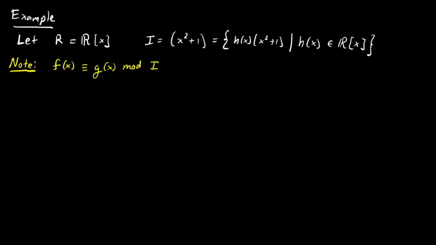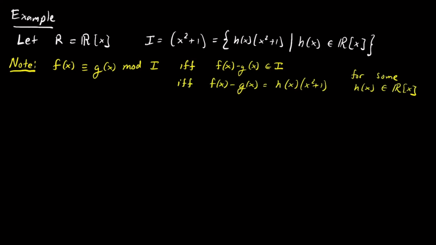Okay, so we'll say f of x is congruent to g of x modulo I. Well, what does this mean? This means that f of x minus g of x is an element of I. So let's unpack this a little bit. Well, this is just saying that f of x minus g of x is a multiple of x squared plus 1. It's equal to h of x times x squared plus 1. Well, what does that mean?